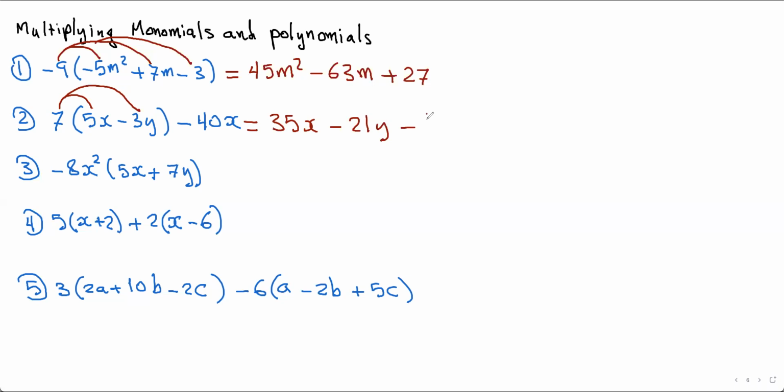And then I have minus 40x in here that I don't touch. It's not affected by the 7. These are like terms. This doesn't have a like term to it. So 35 minus 40 is negative 5x minus 21y. You still have to write the minus 20y at the end, and this is your final answer.